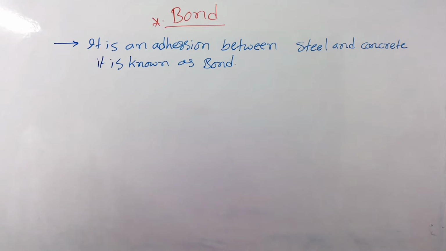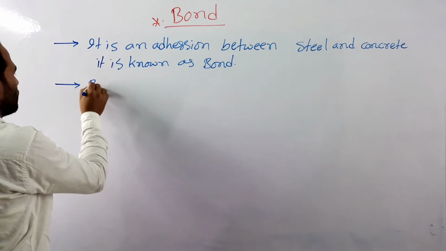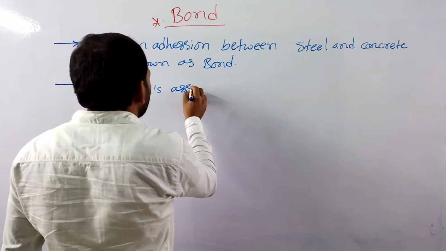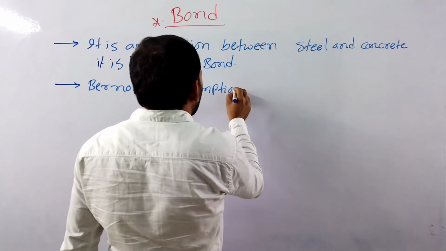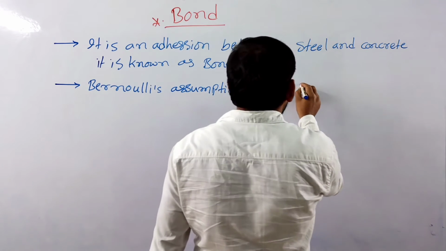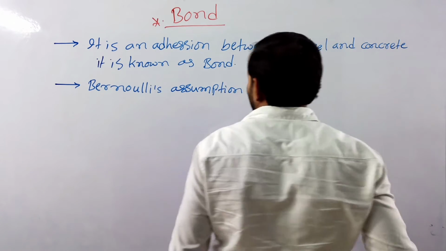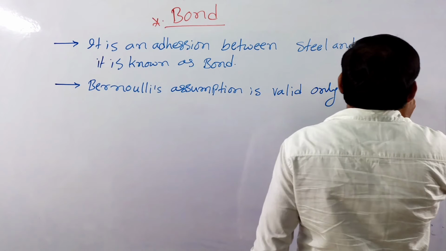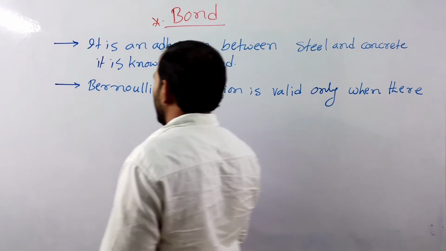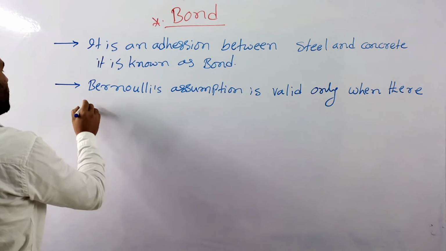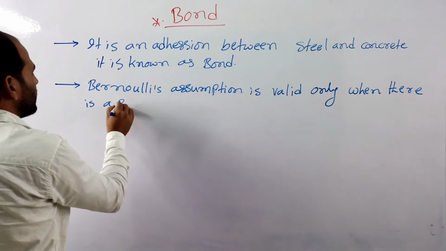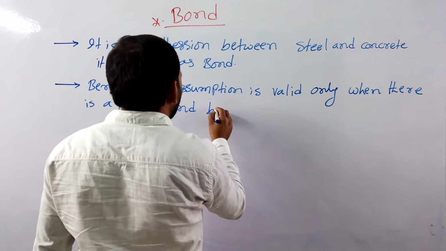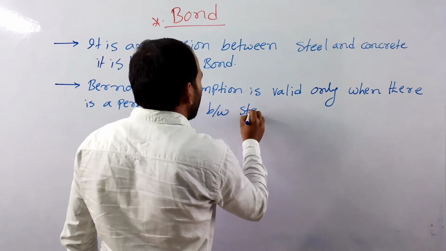So Bernoulli's assumption is valid only when there is a perfect bond between steel and concrete.